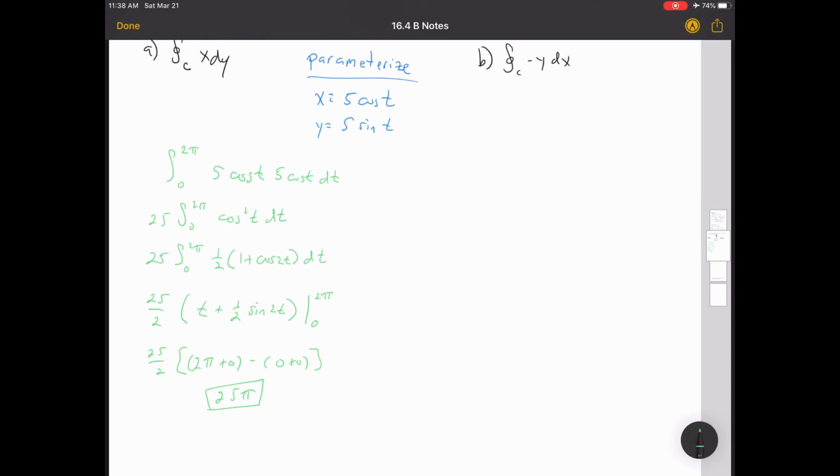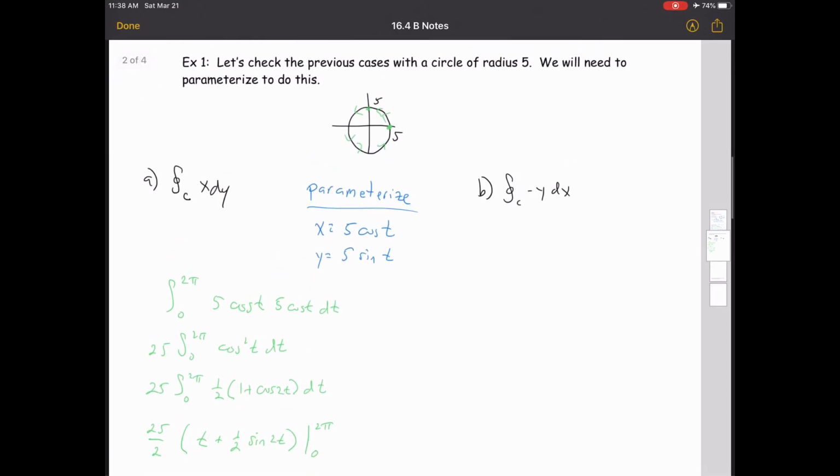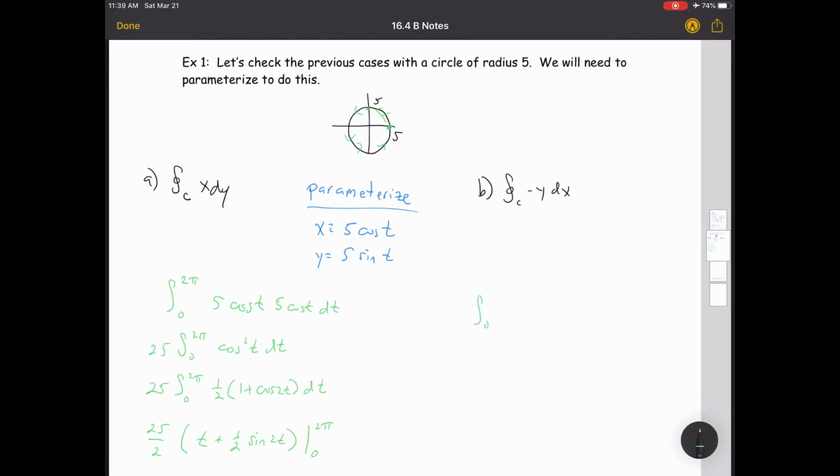All right, now if we do everything correctly, all of the other forms should be exactly the same. So let's go back up here and start this one. Again, we'll just go ahead and keep this in green. So let's see here. We're still going to have an integral from 0 to 2 pi. Now this time negative y is going to be negative 5 sine t. dx is going to be the derivative of x, which is going to be negative 5 sine t dt.